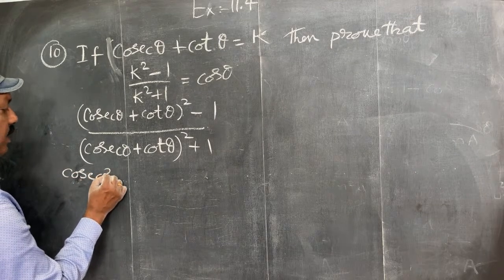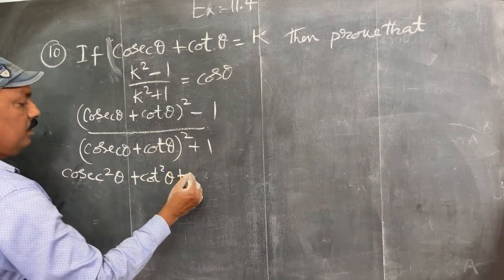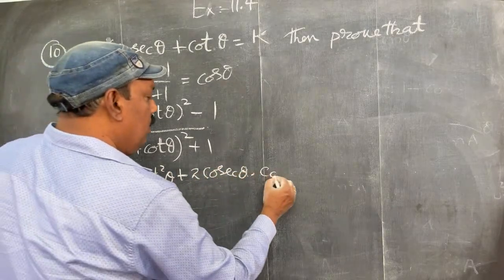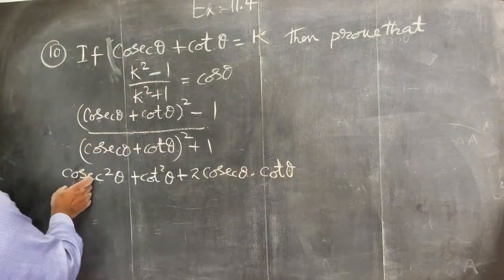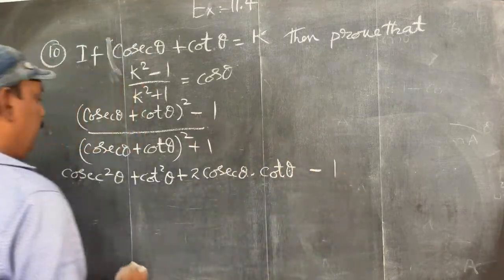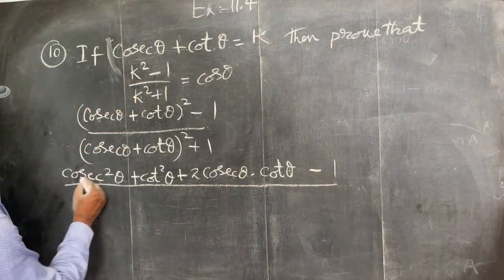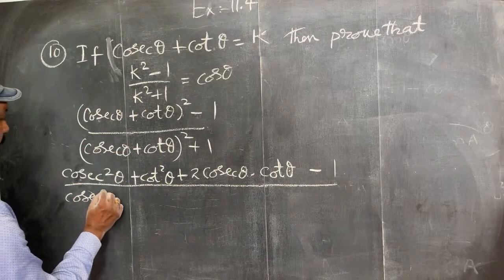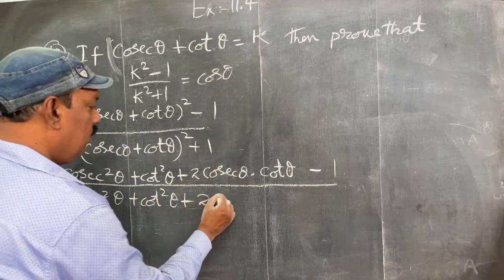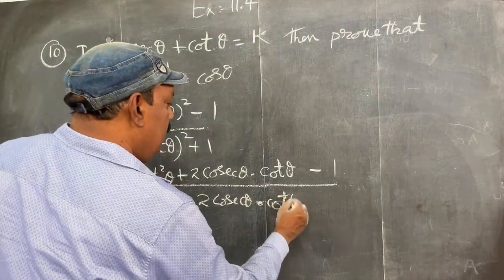Cosecant square theta, a square plus b square plus 2ab, 2 cosecant theta into cot theta. So a square plus b square, 2ab is there, over minus 1 as this will be left over, by cosecant square theta plus cot square theta plus 2 cosecant theta into cot theta plus 1.